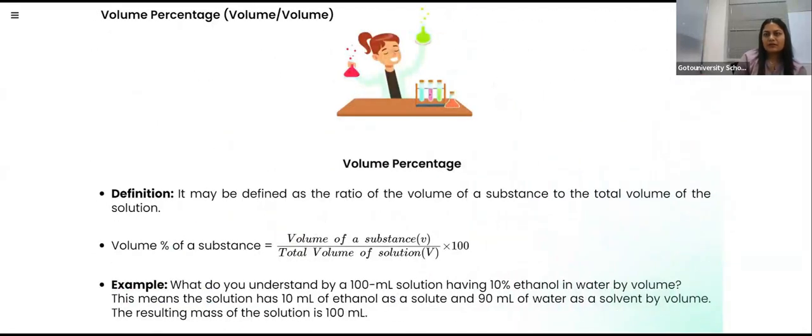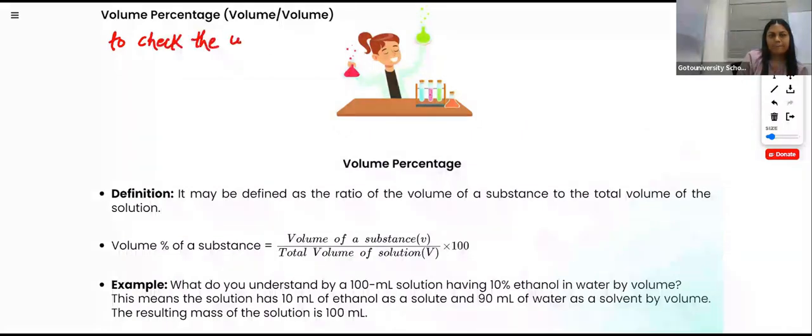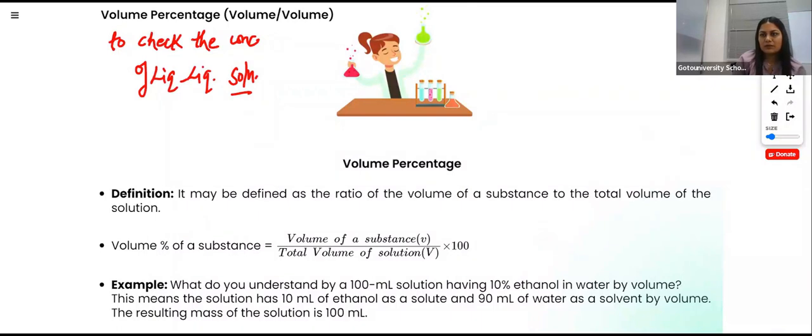Other method is volume by volume percentage. It is defined as the ratio of volume of substance to total volume of solution. Volume percentage method is used to check the concentration of liquid solutions, right? What is the formula we use?